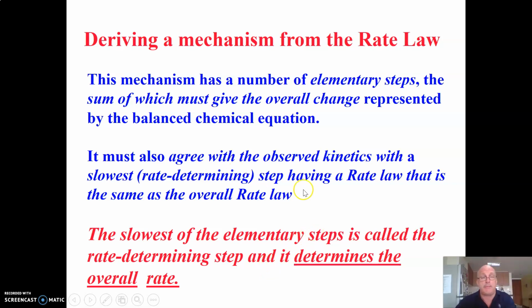This bit here, I'll explain in a moment. The slowest step, the rate determining step called the RDS, the rate law of that step is the same as the overall rate law, because when you look at the rate law of a step, you're actually looking at which particles collide. But when you look at the overall equation, you're not looking at which particles collide, okay?